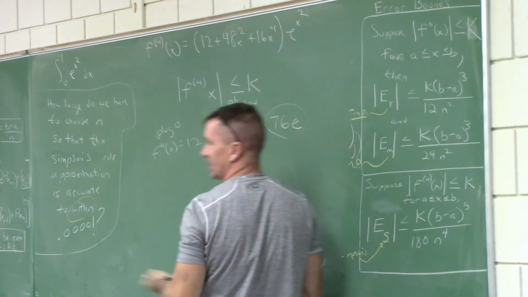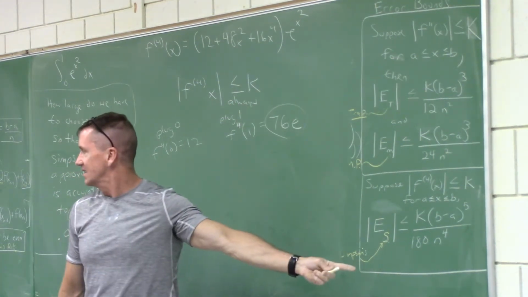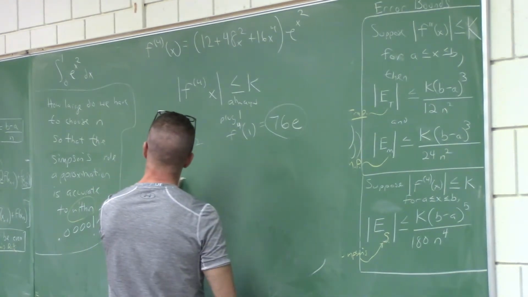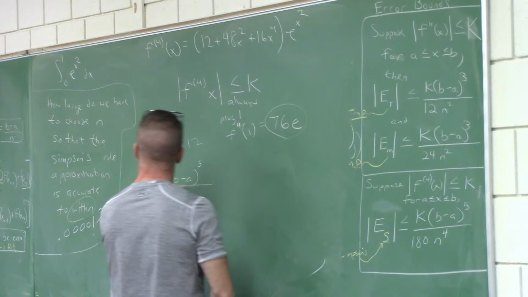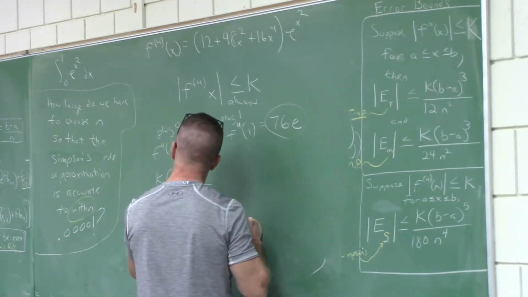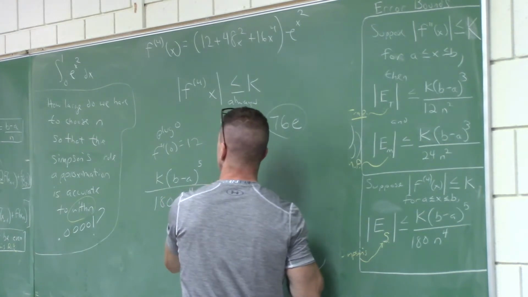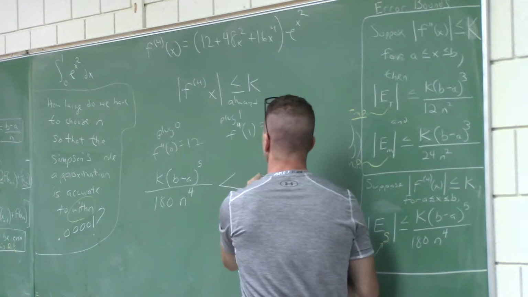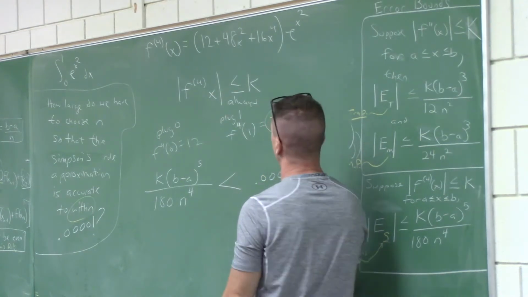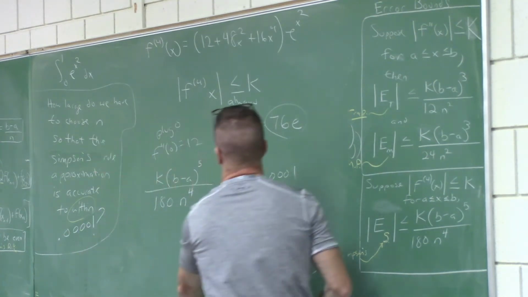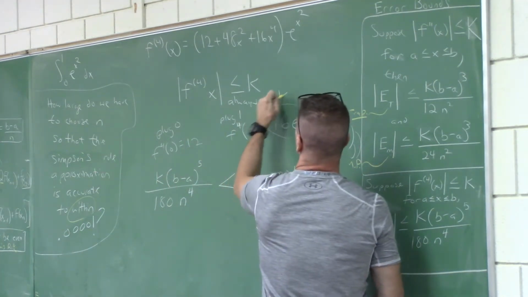And so you ready to do it? Crank it out. Now this is the one we want: k times (b minus a) to the 5th power over 180 times n to the 4th must be less than the value 0.00001. And then what are we going to use for k? This is your k.